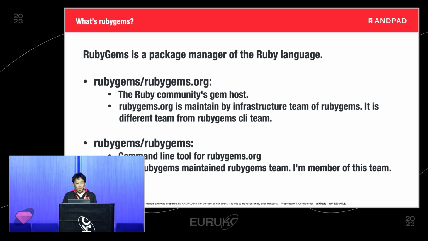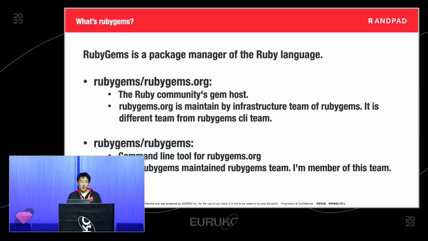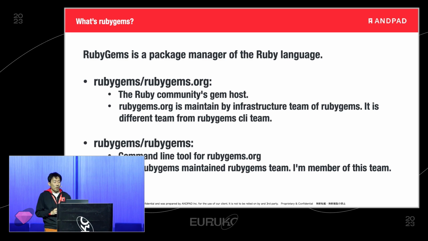RubyGems is the standard package manager of the Ruby language. RubyGems is developed under GitHub organizations. We have two primary repositories. One, RubyGems.org, is a Rails application hosting Ruby libraries. The other, RubyGems, is a CLI tool. While I contribute to both, my main development focus remains on the RubyGems CLI repository. You can see me in these repositories every day.